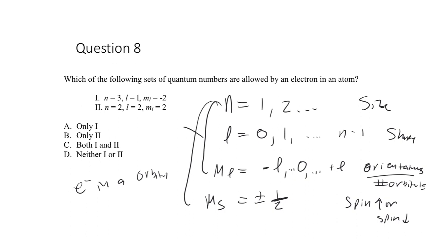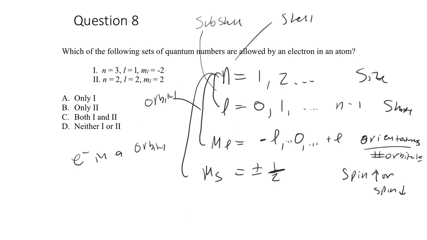N, L, and M sub L together tell you about an orbital. N and L together tell you about a subshell, and the N value is what we call the shell. A few examples that don't have anything to do with this problem yet: if N is equal to 4, then L could be equal to 0, 1, 2, or 3.